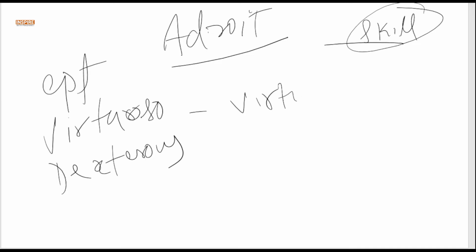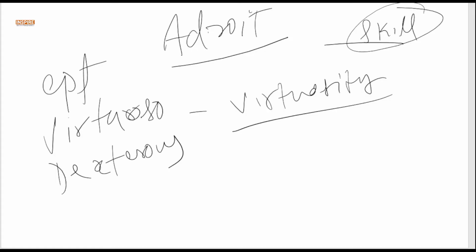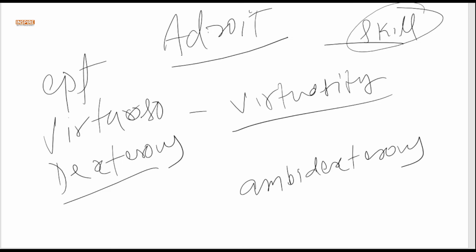Virtuoso is specifically skilled in terms of art. So that is why we say virtuoso painter, virtuoso pianist, and that whole skill thing is virtuosity. He displayed amazing virtuosity while playing piano, right? Dexterity is a top word for a skill, and if you are skilled with both hands, people call you ambidextrous, right? Ambidextrous. So these are words for skill, and then at the same time virtuoso is a top most word.